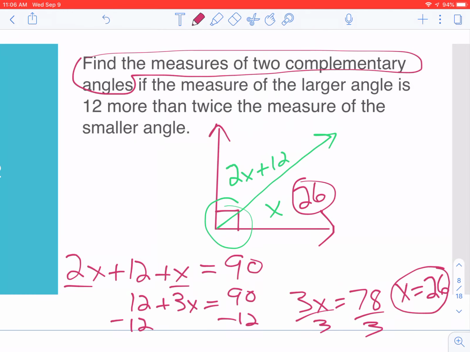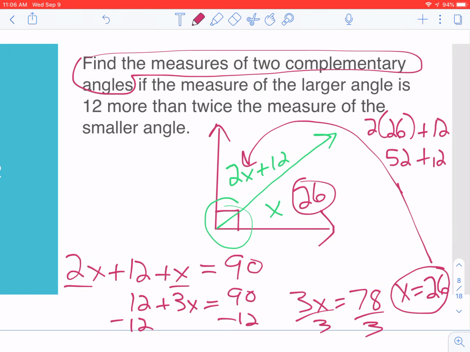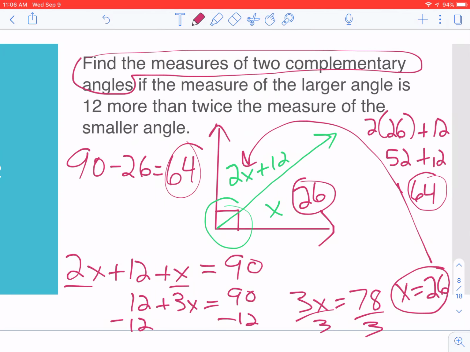And now I have to plug 26 into there. So I have 2 times 26 plus 12. 52 plus 12 is 64. If you found an easier way to do it, you could just take 90 minus 26 and get 64. So two different ways to find the other angle. Once you find one, you can find the other.